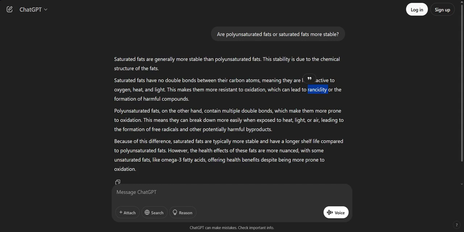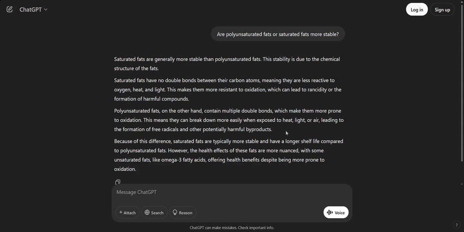Rancidity, that's not a good thing. So it's resistant to that. Saturated fats are. Or the formation of harmful compounds. Then we look at unsaturated fats, on the other hand, which contain multiple double bonds, right? Poly meaning many, and unsaturated. This makes them more prone to oxidation, which means they can break down more easily when exposed to heat, light, or air, leading to the formation of free radicals and other potentially harmful products.